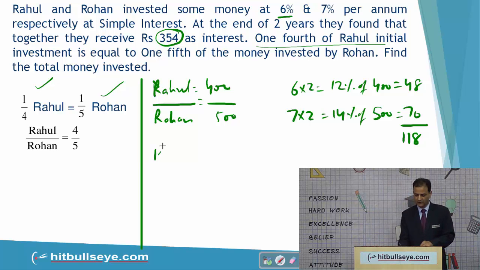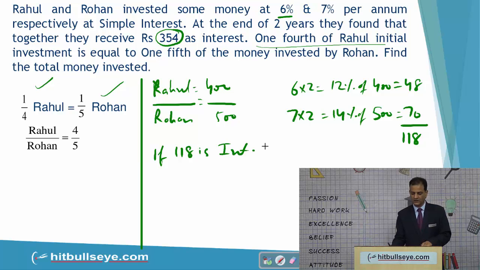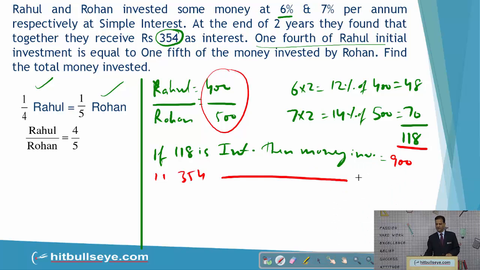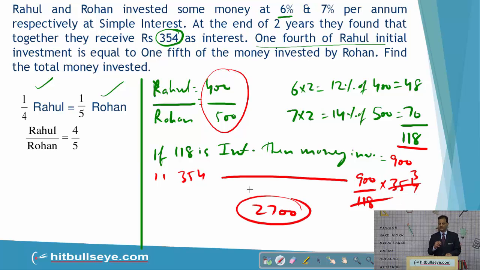If 118 is the interest, then money invested is how much, friends? It is 400 plus 500, 900 investment. If 354 is the interest given, then money invested will be 900 upon 118 into 354, which will be 2700. So this is your answer. You can do it orally.